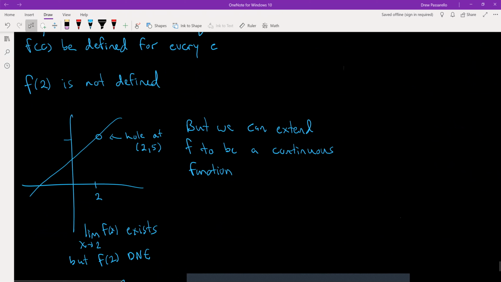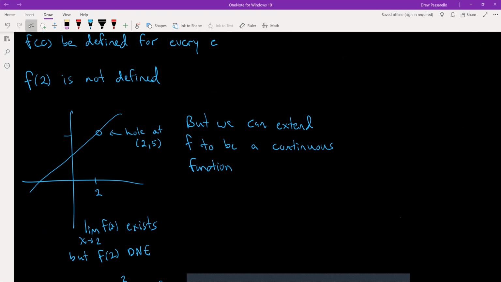And graphically, this is what it looks like. So you have a hole in the graph at the point (2, 5). All right, so there's that hole, so it's not defined at f of 2. But we know the limit does exist as x approaches 2. From looking at it, we could say that the limit as x approaches 2 of f of x equals 5. So that's what I claim just by looking at the graph. Now I'll prove that claim.